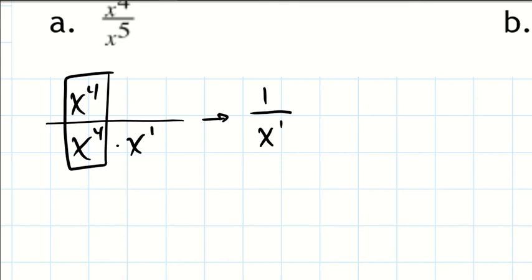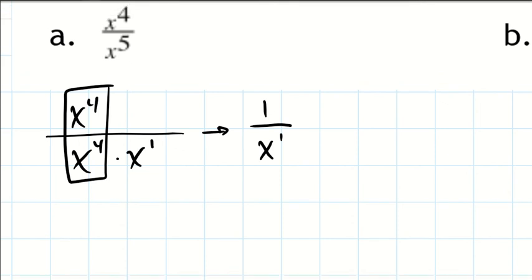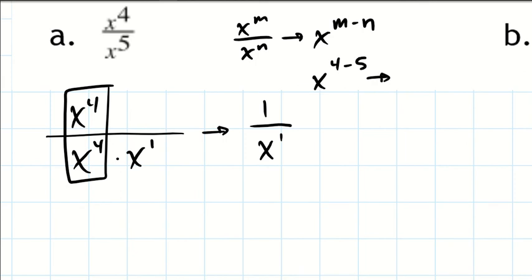X to the 1st. Now, if I was to do this using the simplification rules above, right, which was, we wrote this as, if you have, I can't remember the letters we used above, but I'll just say if you have x to the m over x to the n, this is going to become x to the m minus n. Well, in this case, x is my base, right? So I'll write x again. My numerator is 4, that's the m, minus 5. And you can see that I end up getting x to the negative 1st power.